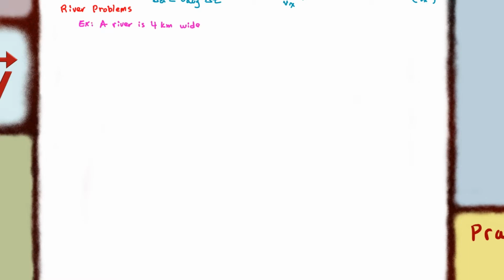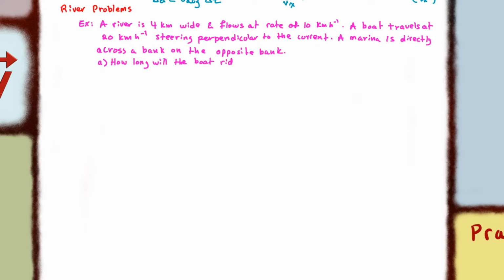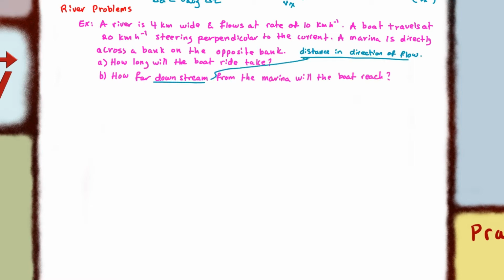We get a river which is 4 kilometers wide and flows at a rate of 10 kilometers per hour. We get a boat that travels at 20 kilometers per hour, steering perpendicular to the current. A marina is directly across on the opposite bank. We want to see how long the boat ride will take and how far downstream from the marina the boat will reach. Downstream means the distance in the direction of the flow.